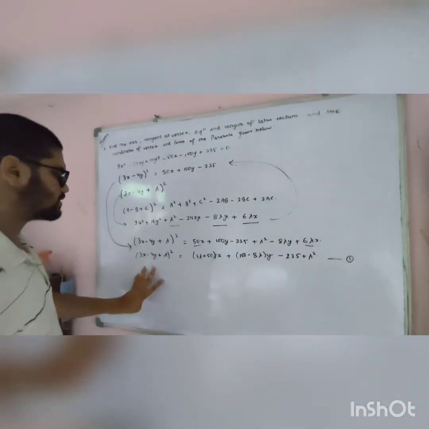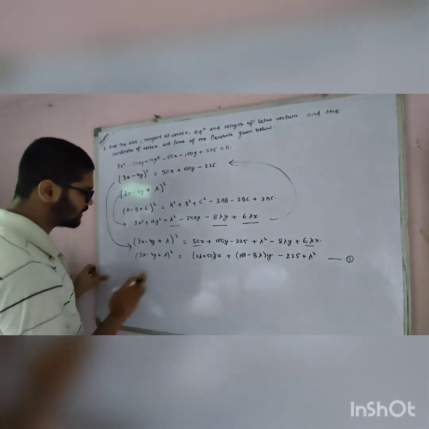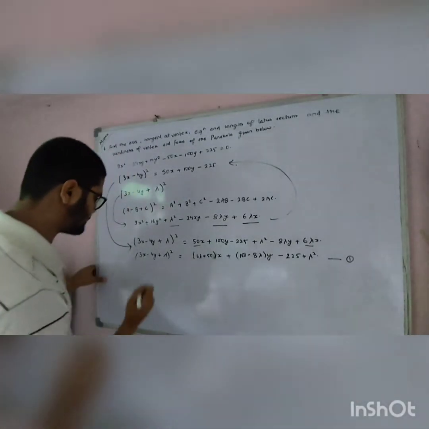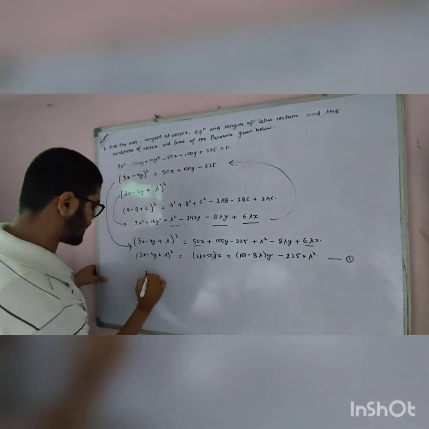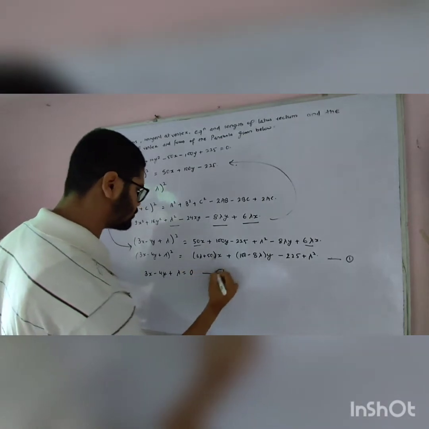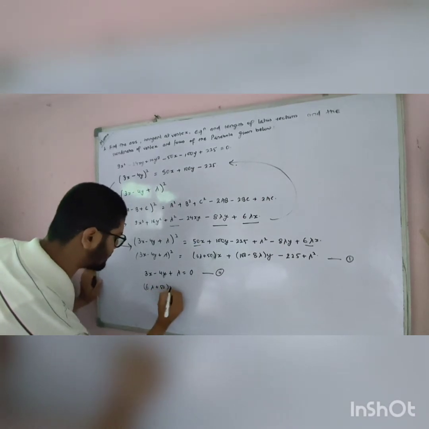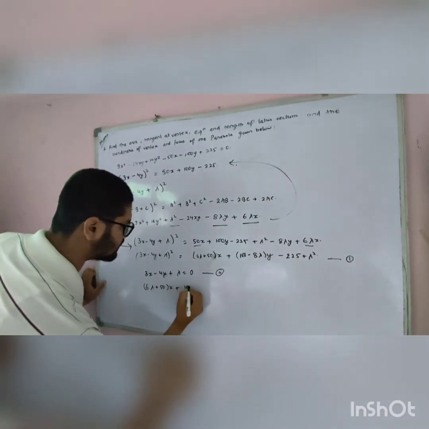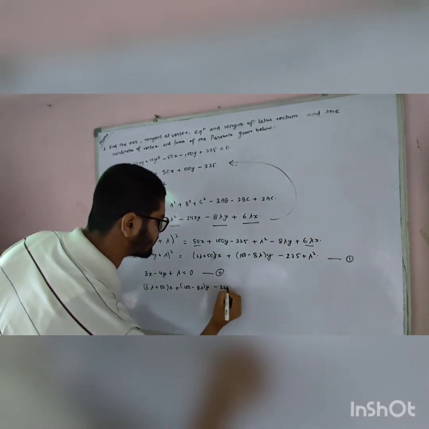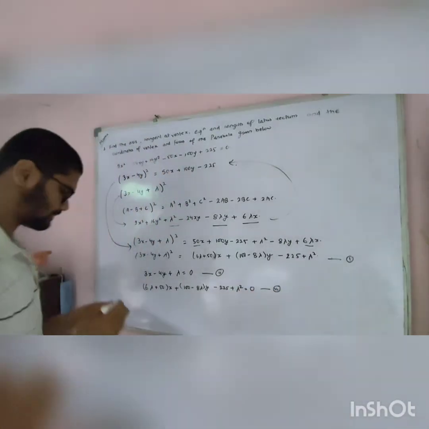Now we have to find the value of lambda, and for that I'm supposing the left hand side as equation 2 and the right hand side as equation 3. So 3x - 4y + lambda equals 0, this is equation 2, and (6 lambda + 50) times x + (100 - 8 lambda) times y - 225 + lambda^2 equals 0. This I am supposing as equation 3.